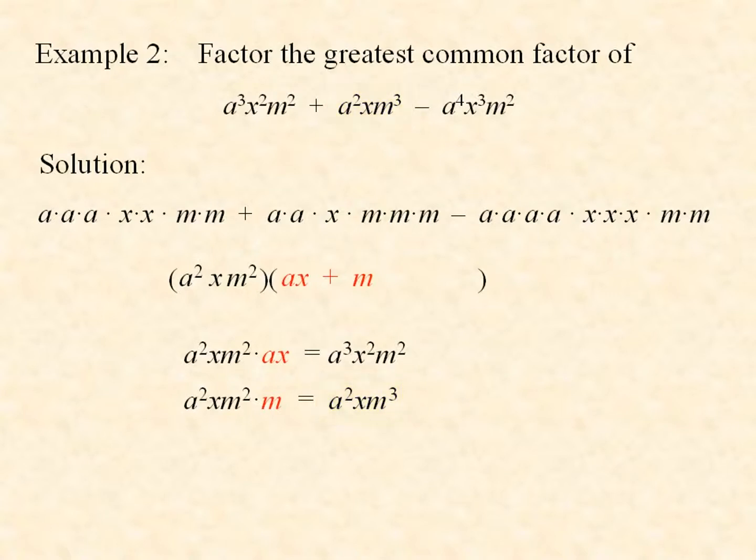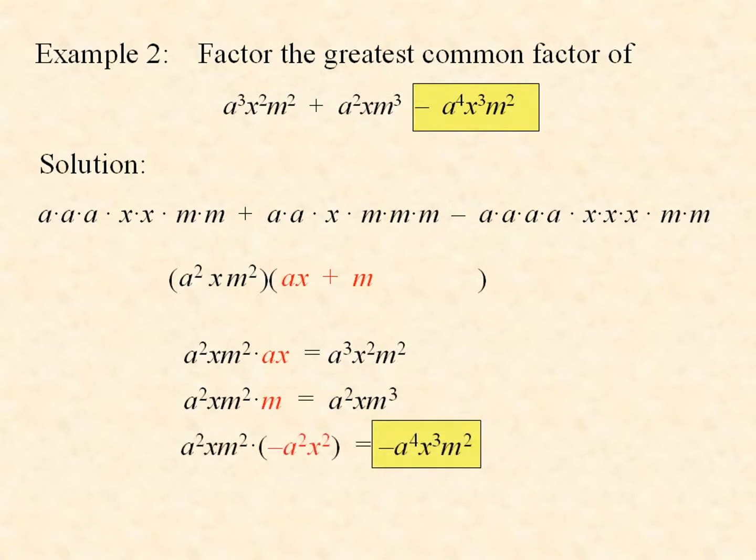And then we look at the last term of the original expression, which happens to be negative a fourth x third m squared. The greatest common factor has two a's. We're going to need two more a's. It has a single x. We're going to need two more x's. And it already has the m squared. So we can multiply the greatest common factor by negative a squared x squared, and that gives us the third term. So the third term inside the parentheses is negative a squared x squared. And there's our factorization.